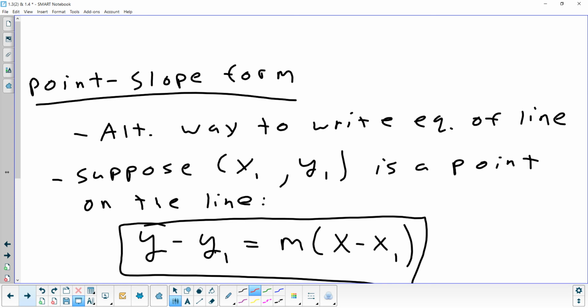Point slope is another way you can write the equation of a line. I don't use it a lot unless they give me a problem that says write the equation of a line and they give me a point and they give me a slope. Then I'll use it. But other than that, if I'm writing something as a final answer, my default option is y equals mx plus b. Again, unless I'm told not to do that.